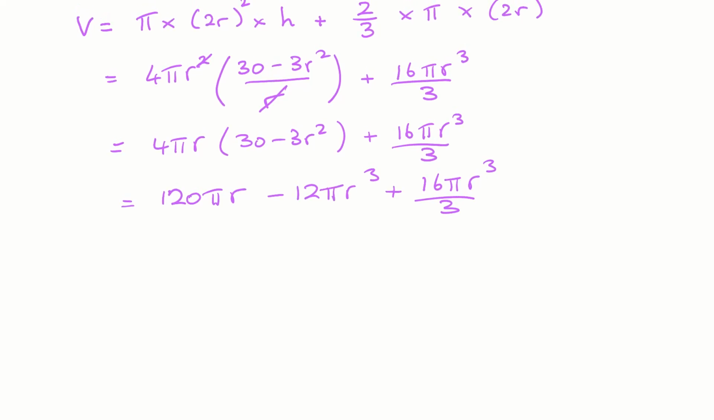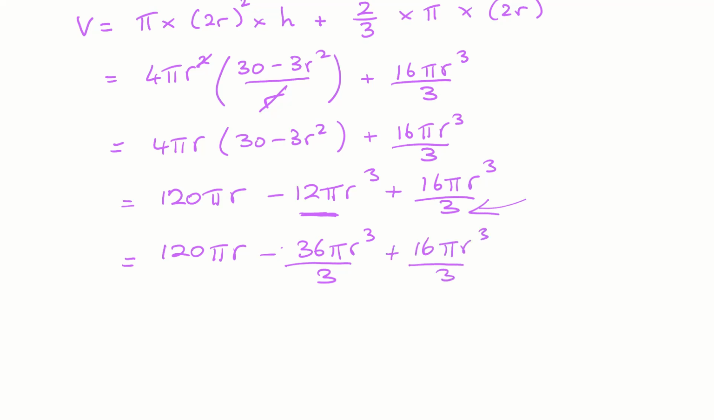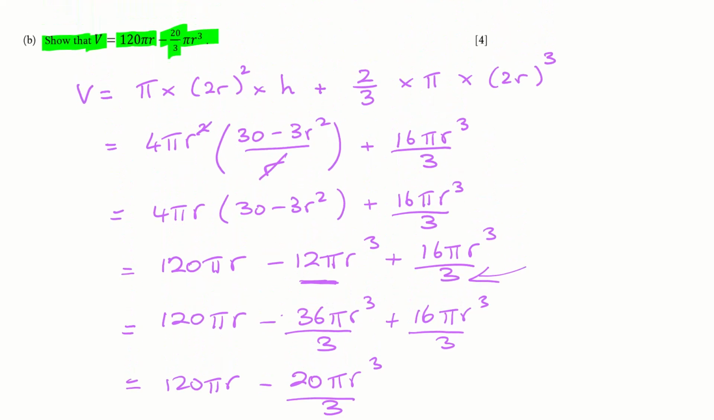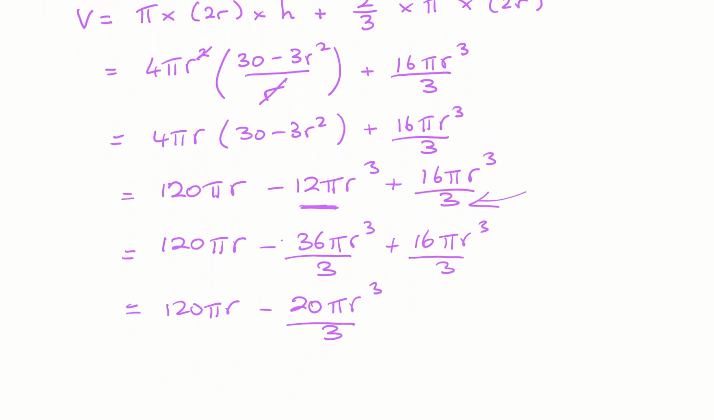So, that is 120 pi r. Now this is 36 pi r cubed on 3, just to give it the same denominator as this one, plus 16 pi r cubed on 3, which gives me 120 pi r, take away 20 pi r cubed on 3, as required.